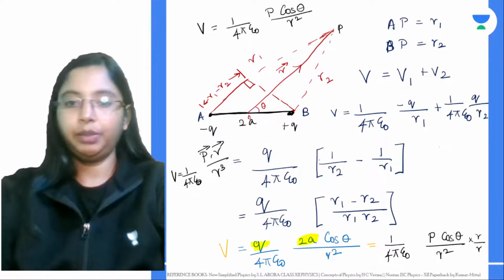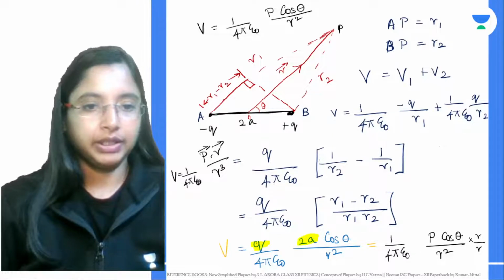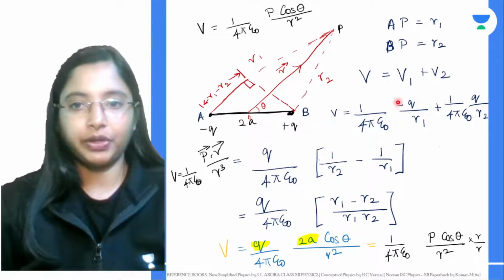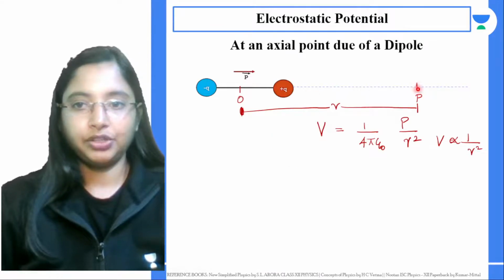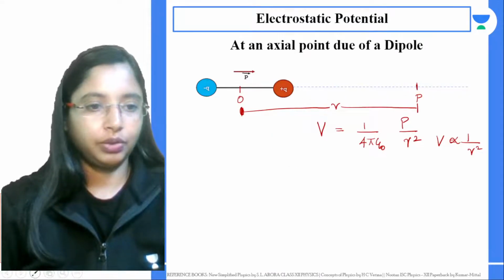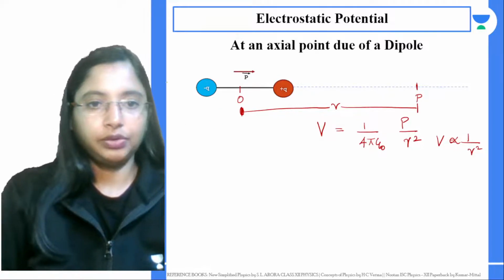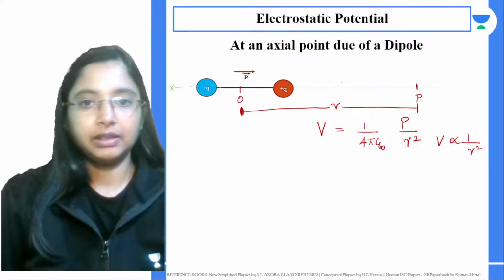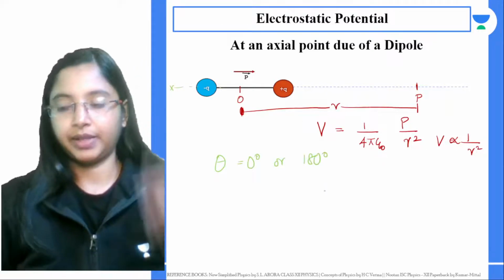Now, if the point is lying on the axial line, on this end or on this end, if you want to move a charge somewhere on this end or this end, there are two special cases that we need to see. One is if you want to bring a charge point towards this end, or if you want to bring a charge on the axial line somewhere on this end. In both cases, theta is equal to 0 degrees or 180 degrees.